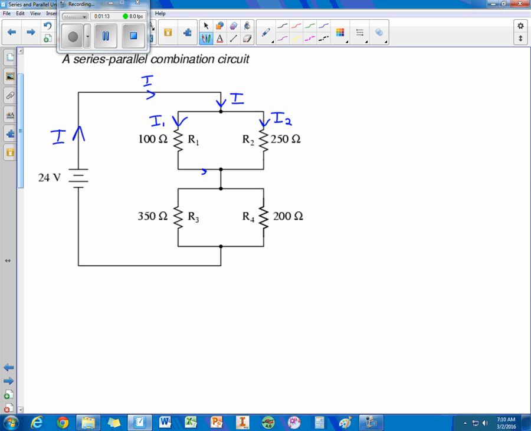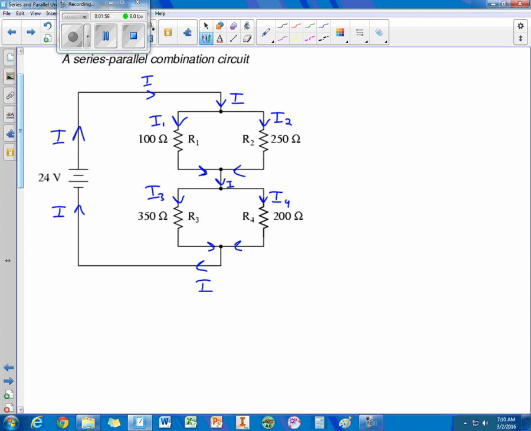These currents then combine to form my main current I. Then it breaks again, and I'll call this I3 and I4. It will combine then, and I'll have my main current I returning to the battery. Now this has to be like this because we have conservation of charge, and current goes along with charge. So I see that I need to calculate 5 different currents.